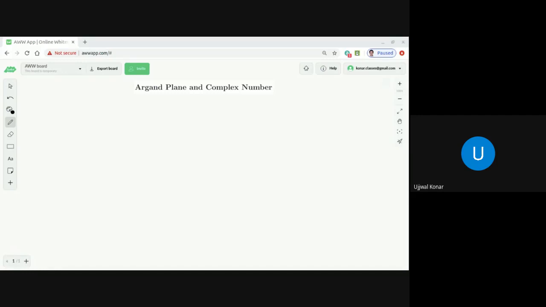So today, we'll be discussing the geometrical representation of a complex number, and relevant to that is the Argand plane, and how we represent a complex number. Then we will discuss the relevant topics.